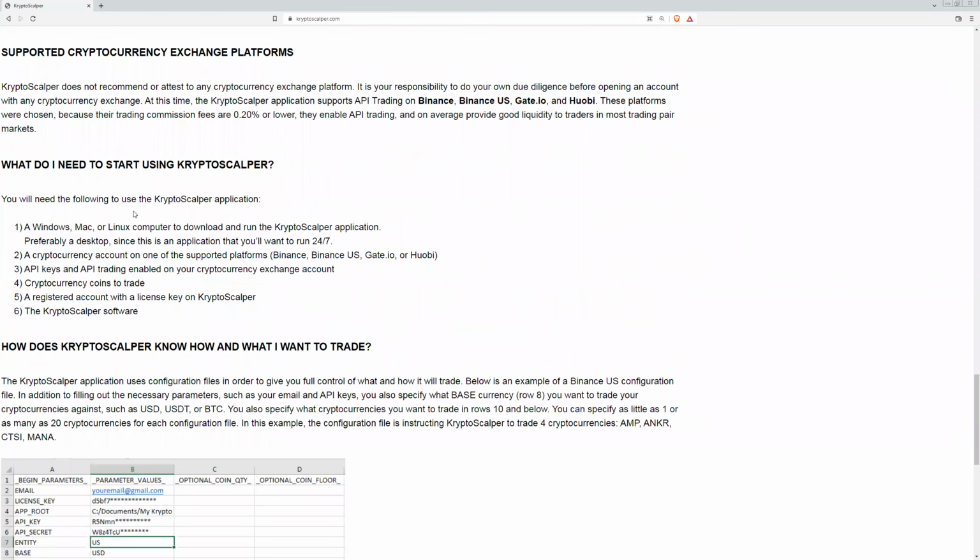To start using KryptoScalper, you need a desktop computer preferably, or a laptop to run the app. Windows, Mac, or Linux are fine. You cannot use your Android phone or an iPhone to run the app. You will also need a cryptocurrency account on one of those 4 supported platforms, along with API keys generated from those platforms. And of course, you need some cryptocurrency coins to trade, along with a registered account and license key with KryptoScalper.